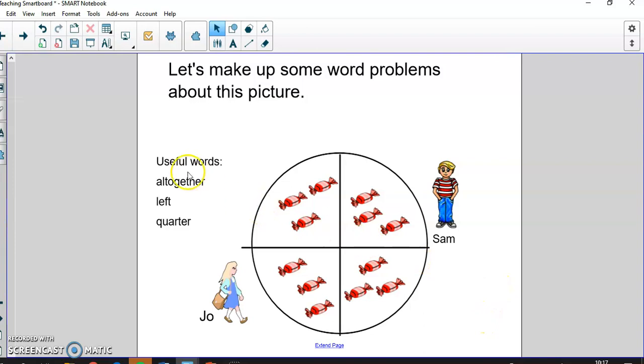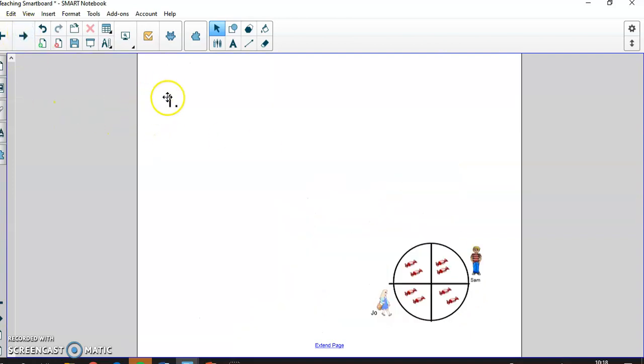First of all, here are some useful words. Think about all together. How many sweets there are all together. Have a think about how many in each quarter. We could have some problems about how many are left. Let's go to the next page and see if we can write some. We've got the diagram nice and small at the bottom so we can put some word problems.